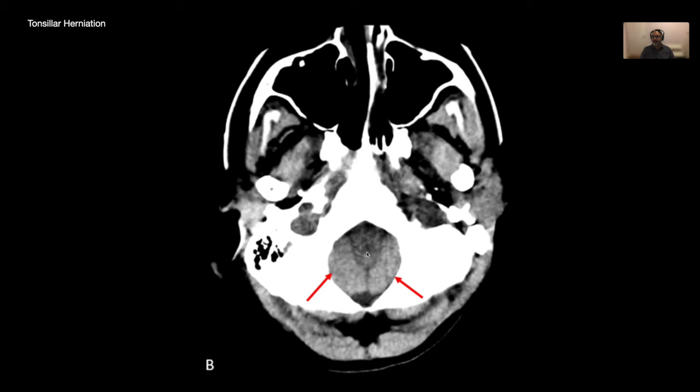So basically, the tonsils are cerebellar, so if you squeeze the tonsils of the cerebellum, they shouldn't kill you. They'll just cause coordination issues. But what's killing you is squeezing the medulla, and squeezing the medulla will actually cause the respiratory drive to be lost.